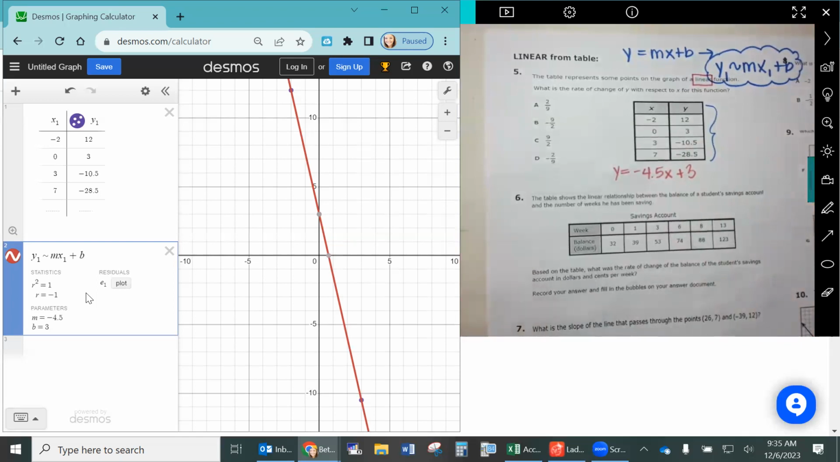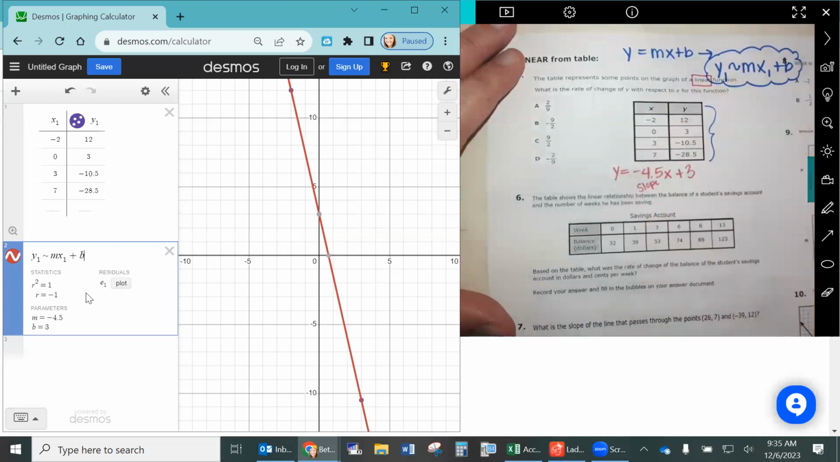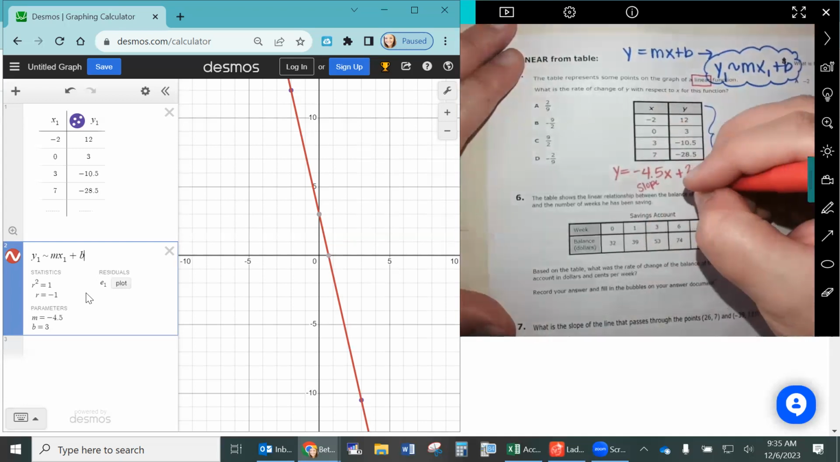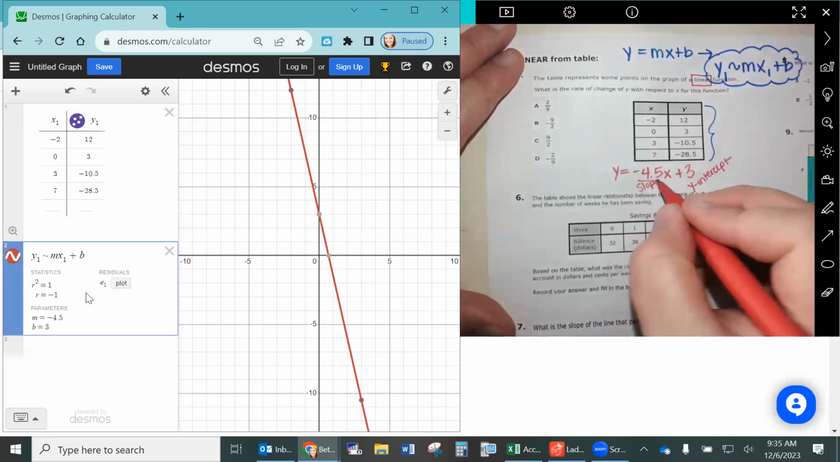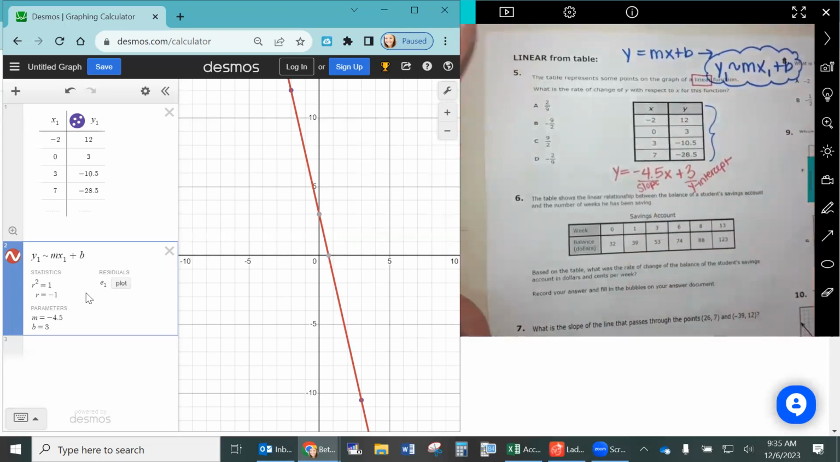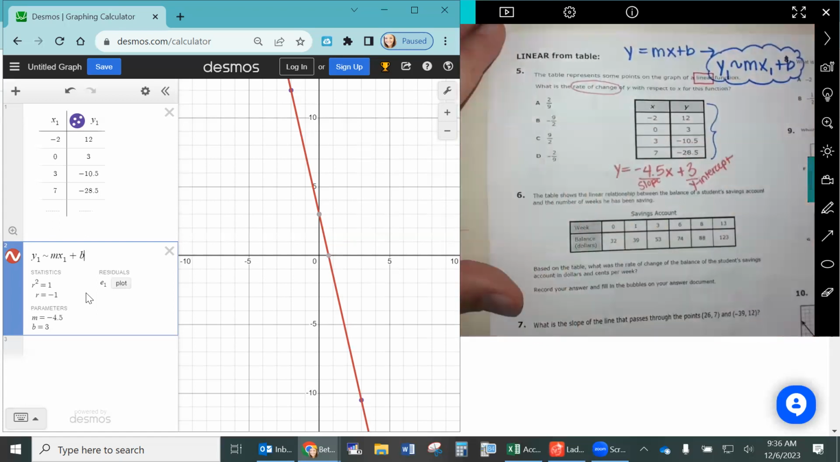Okay, then remember that you should know the difference between what each of those numbers does. The number with your X is your slope. And the number at the back is the y-intercept. So if they're asking me for the rate of change, remember what we said on the front page, rate of change and slope are the same.